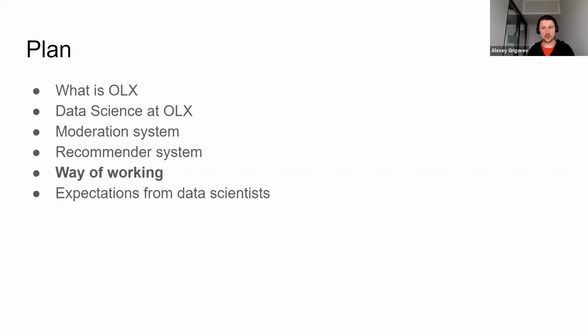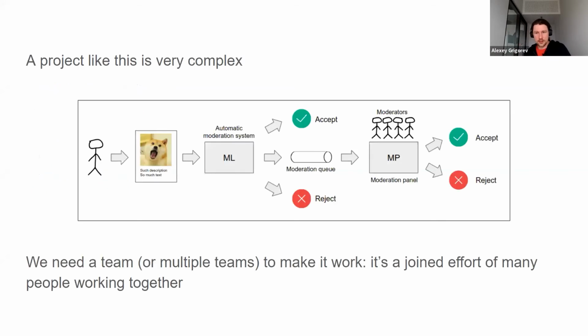I also want to talk about how we data scientists work with other people in the company. As you can imagine, projects like that are very complex. One data scientist cannot possibly work alone on this project. It requires an effort of many people, of a team or multiple teams. Actually, at OLX, 3 or 4 teams have worked on this for the last 6-7 years. There are always new things to work on.